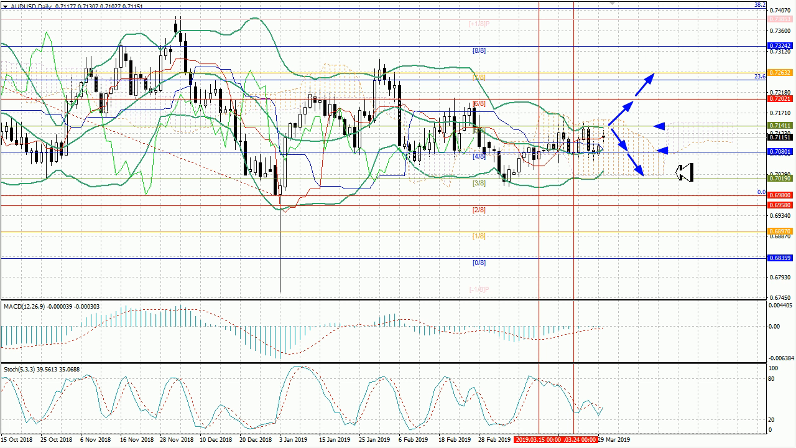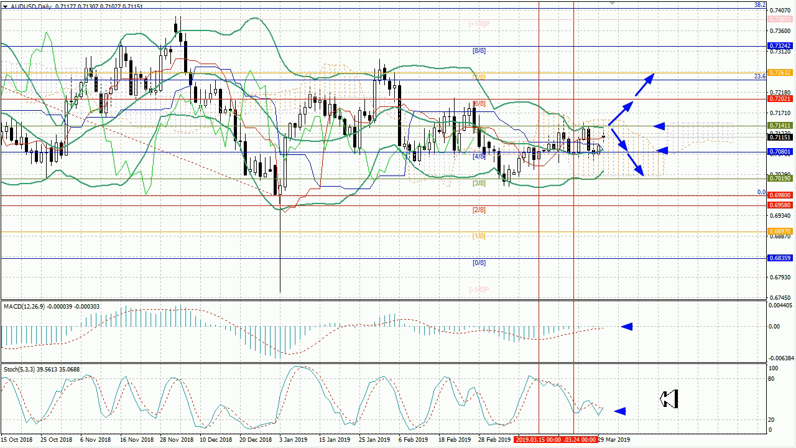Technical indicators do not give a clear signal. The MACD histogram is at the zero line, its volumes are insignificant. Stochastic is reversing upwards. This week, the price movement will depend on the interest rate decision of the Reserve Bank of Australia. Traders will also pay attention to the publication of data on retail sales in Australia.